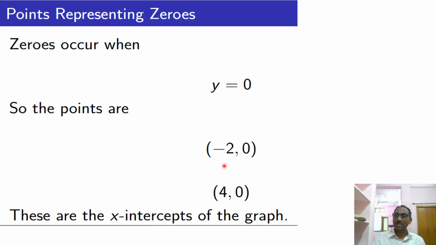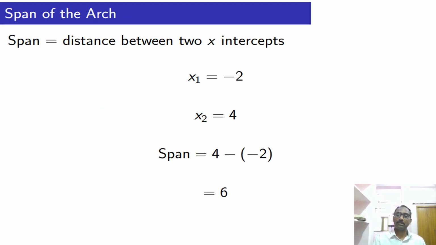What are the x-intercepts of the graph? If you know the zeros, directly you can write minus 2 comma 0 as an x-intercept, where the curve intersects the x-axis. Another point is 4 comma 0, since 4 is a zero here. So 4 comma 0 is a point where the curve intersects the x-axis. For this you will get 2 marks.